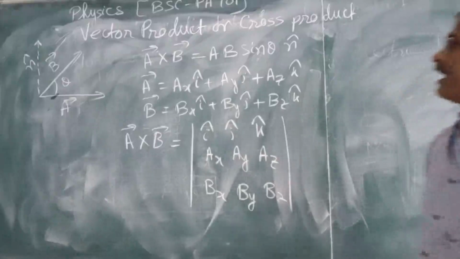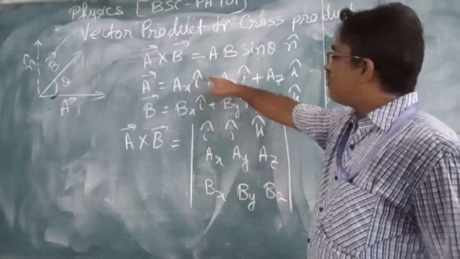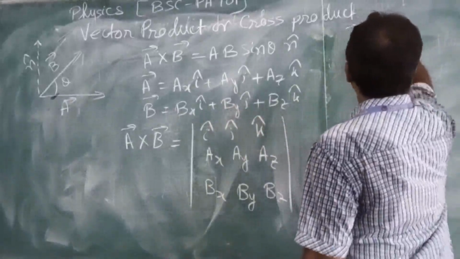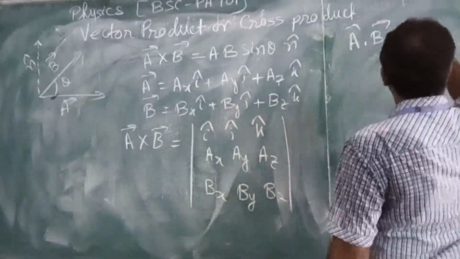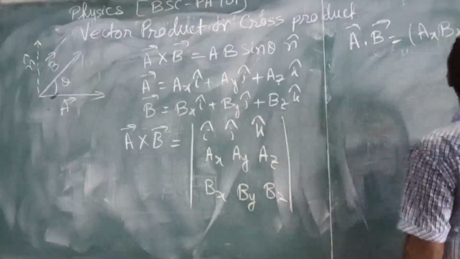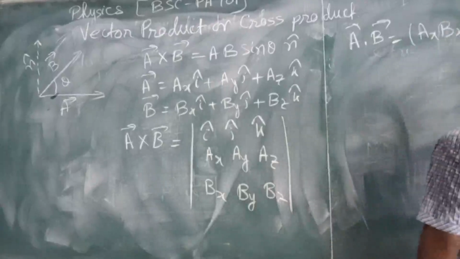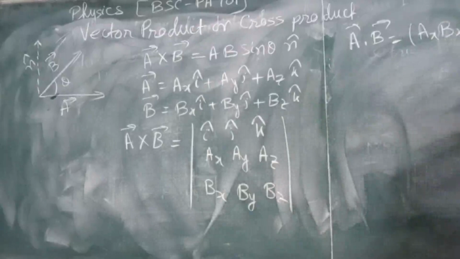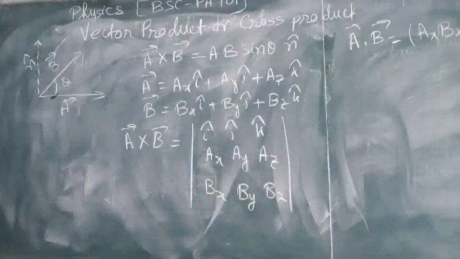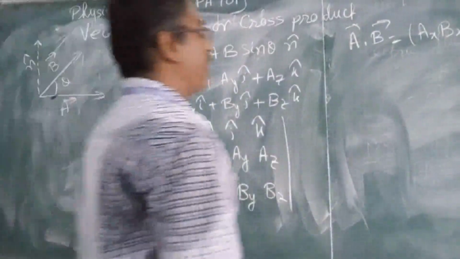And then if A and B are these, what is A dot B? A dot B equals AX BX plus AY BY plus AZ BZ, because i dot i equals 1, j dot j equals 1, k dot k equals 1.